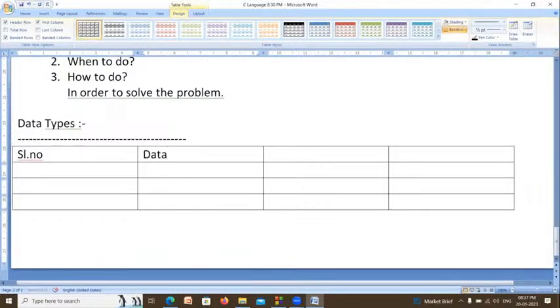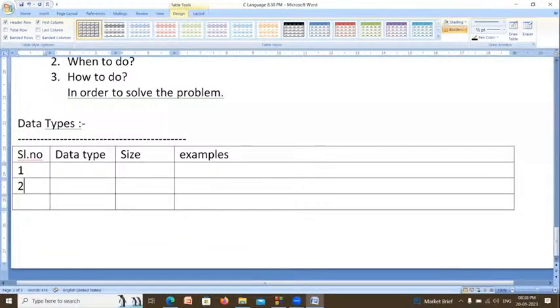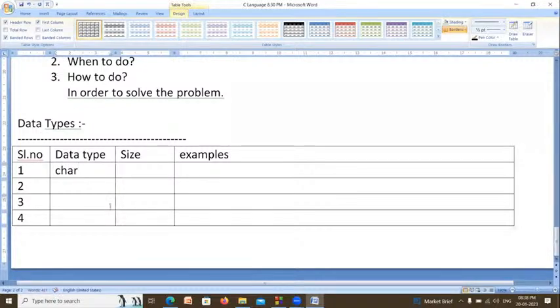Data type. What is the size of each data type? What are the examples? Now, totally how many data types are there? C language supports 4 data types. So 1, 2, 3, 4. 4 data types are there. What are those? Characters, integers, float, and double.